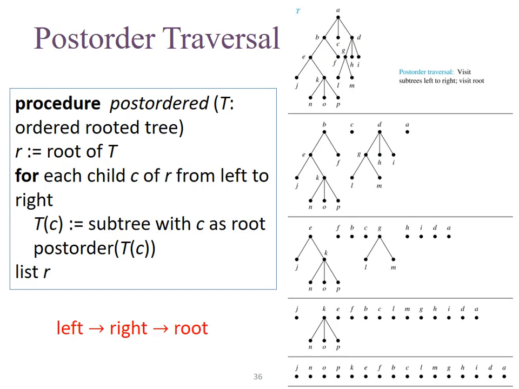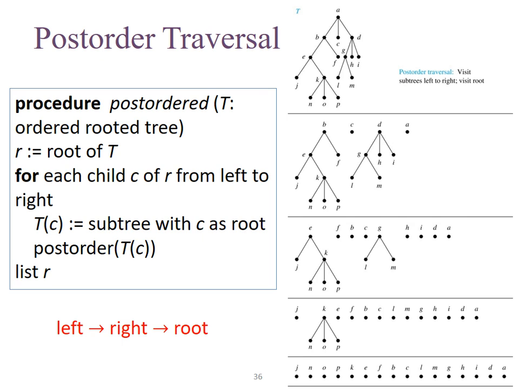For the same example here, we have four components: the root A, and the subtree rooted by B, and the root C, and the subtree rooted by D. We have these four components. But by post-order traversal, we need to visit the subtree B and C, and the subtree rooted by D, and then lastly the root A.